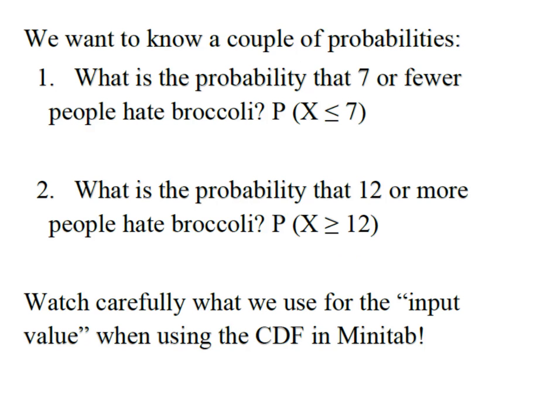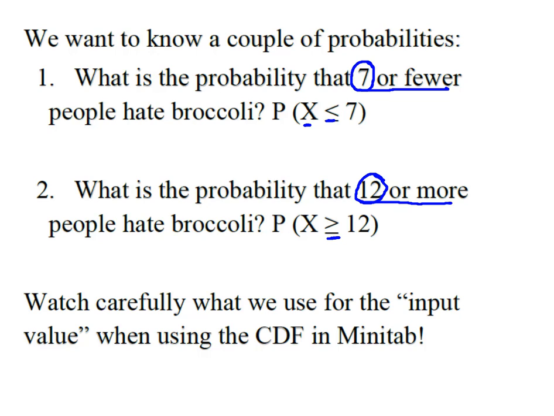Now we want to know a couple of probabilities. The first one is, what's the probability that 7 or fewer people out of our survey hate broccoli? Because we are 7 or fewer, that translates into the probability that X is less than or equal to 7. And we also want to know, what's the probability that 12 or more people hate broccoli? So that's a greater than or equal to. We use that equal to because we want to include the 12 in our calculation, and the equal to here because we want to include our 7 in our calculation.